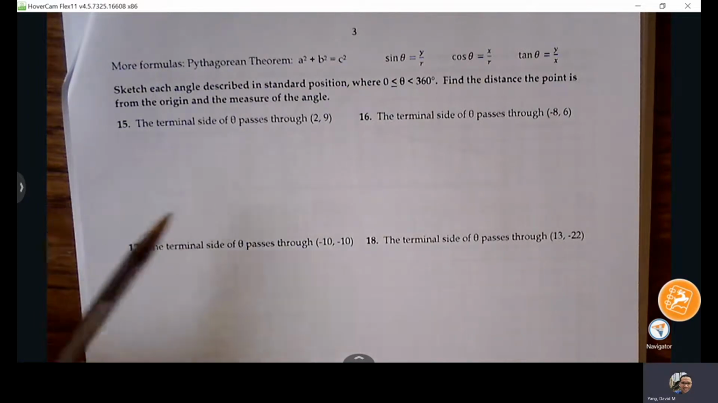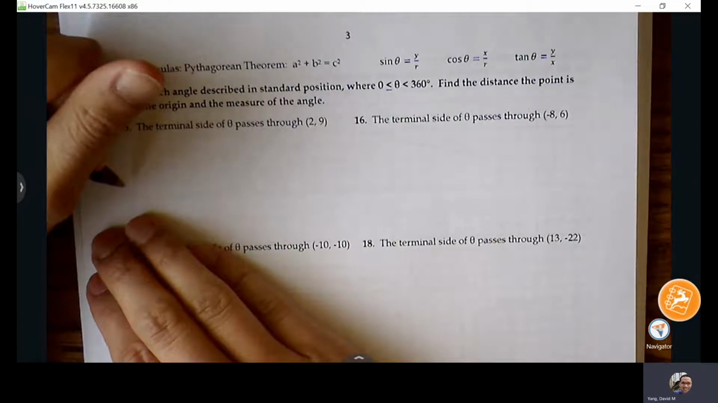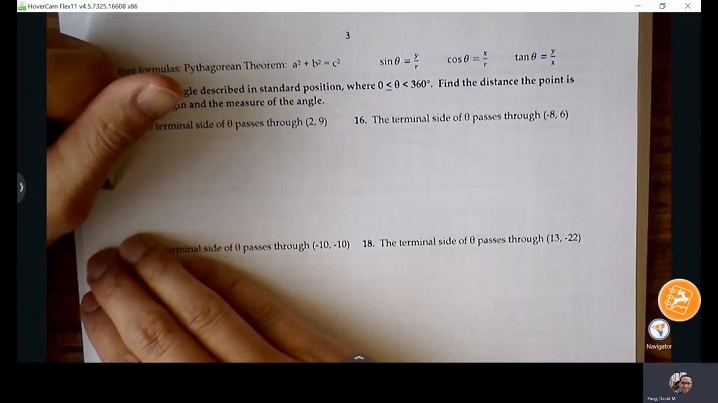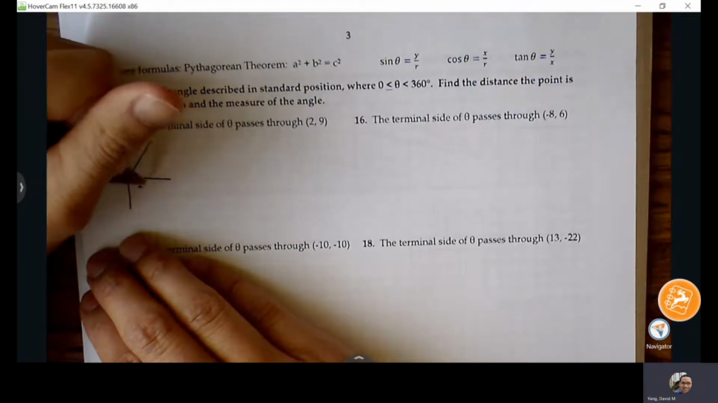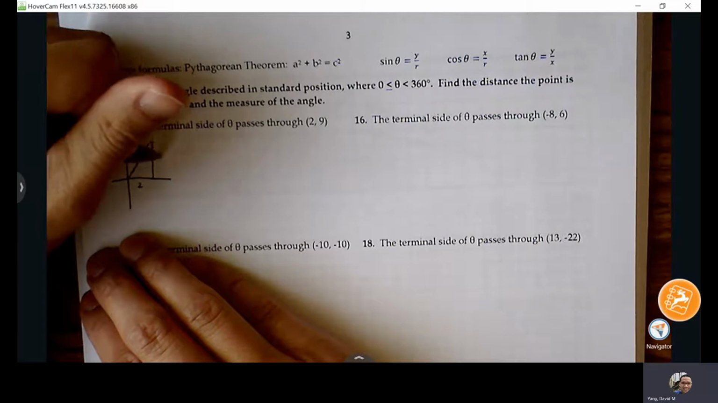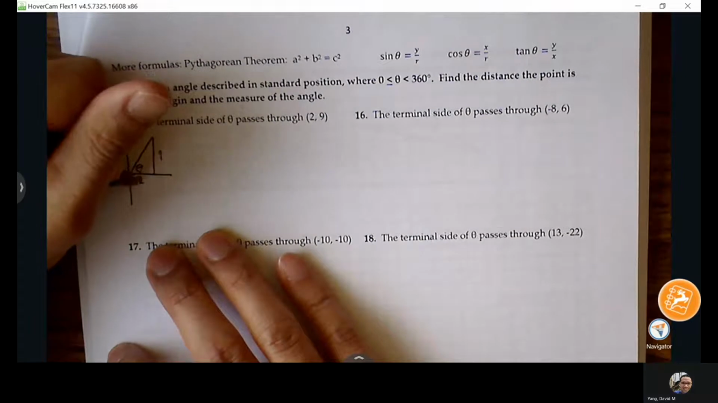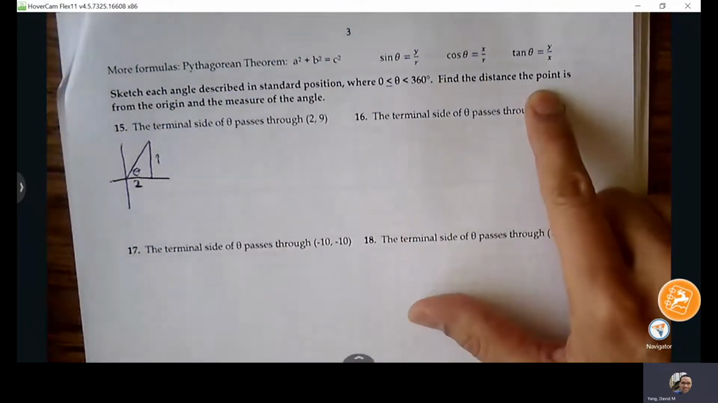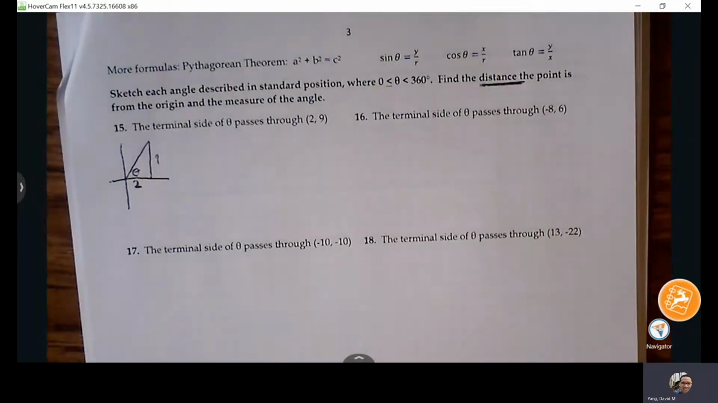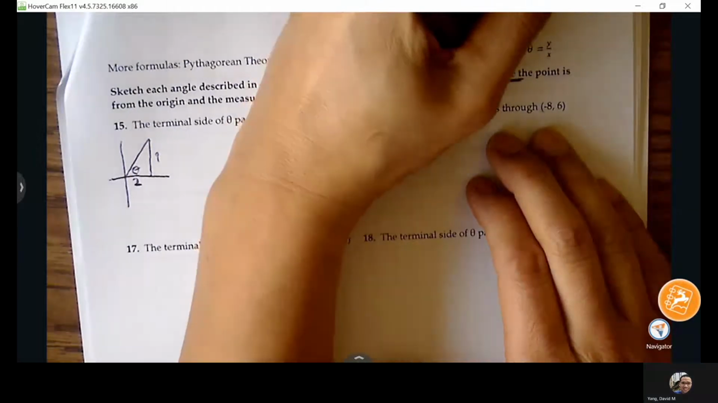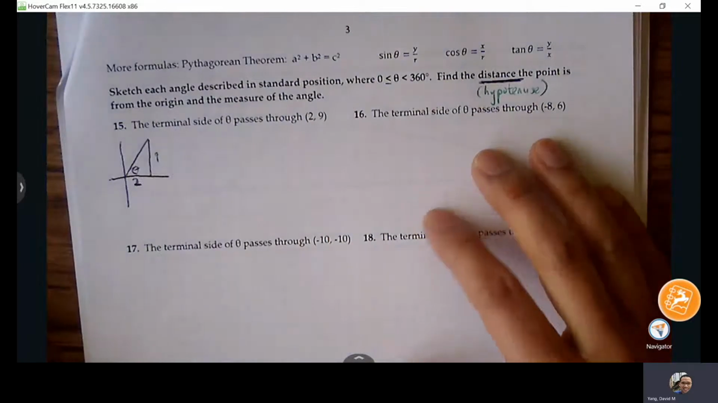Okay, so the terminal side passes through 2, 9. Let's go ahead and give a visual as to where that could be. First quadrant. Okay, so 2, 9. Find the distance of the point from the origin. So distance is really just the hypotenuse here. And then the measure of the angle.